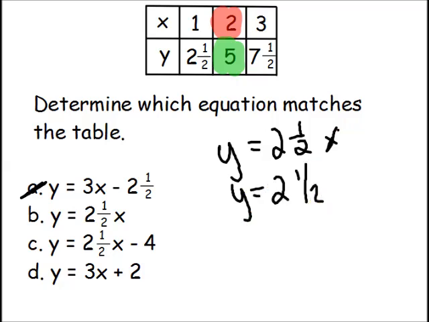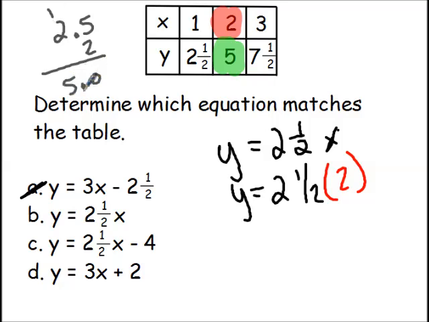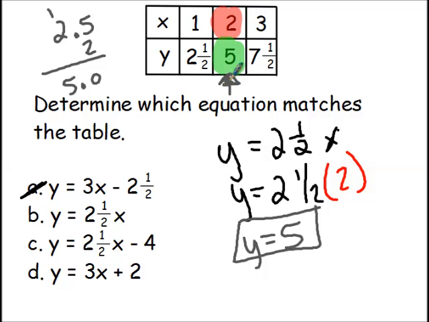And for x, again, we'll use the 2. Now we know that 2 1/2 is 2.5. And 2.5 times 2 will give us 5. If you didn't know it, you can do it very quickly and simply in decimal form, and you will see y is equal to 5. Okay, now we did get a match here. Okay, so this could be our answer.